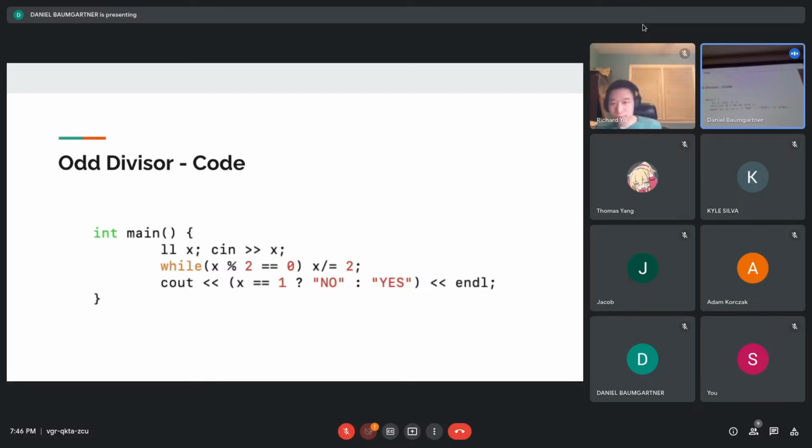There is a little trick on the output line there. It is basically a ternary operator, right? You can just think of it as asking if x is 1, it'll do the first option. If it's not, it'll do the second option. So it's kind of just an if-else statement squeezed into a single line. Any questions on the implementation? Okay.